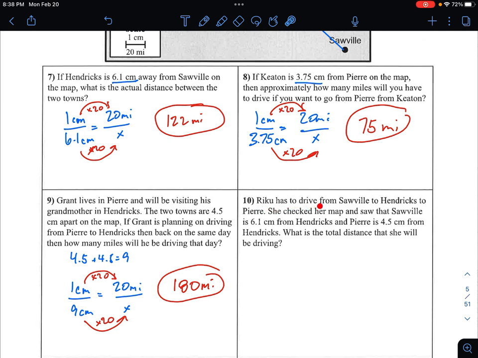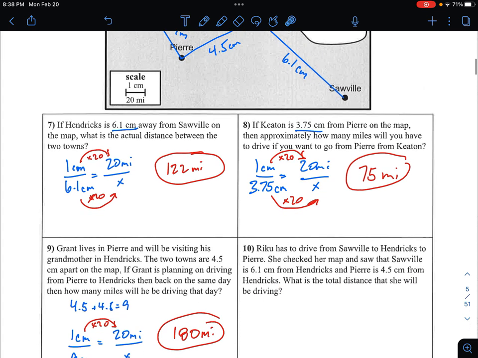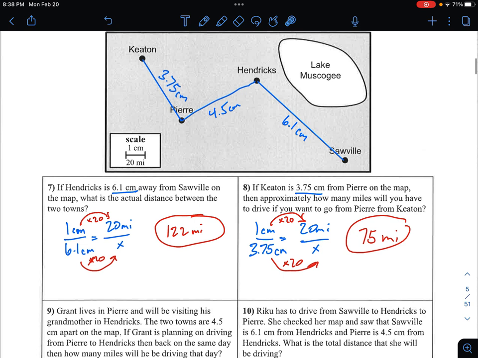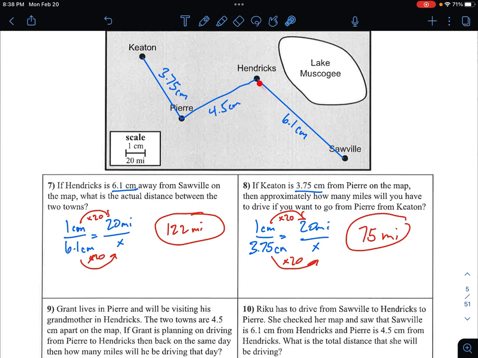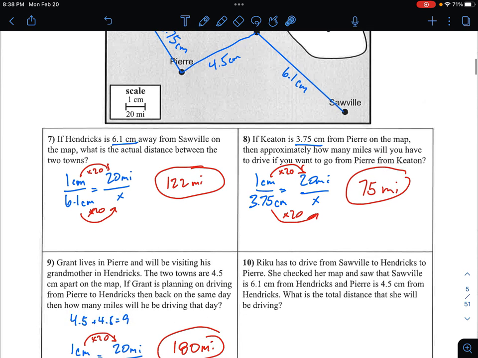Riku has to drive from Sauville to Hendricks to Pierre. She checked her map and saw that Sauville is 6.1 centimeters from Hendricks, and Pierre is 4.5 centimeters from Hendricks. What is the total distance she will be driving? Okay, from Sauville to Hendricks to Pierre. So Sauville, Hendricks, Pierre. So 6.1, 4.5.